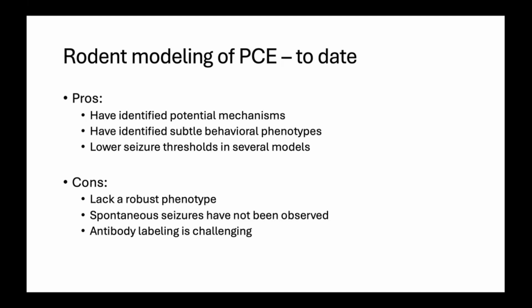There have been several groups that have shown lower seizure thresholds in several models, but again, this is not always a consistent phenotype in our mice as well. The cons: whenever you're trying to model something, it would be really nice to have a very robust phenotype so that when you manipulate it, you can see if there's a change. And we are still lacking a very robust phenotype.